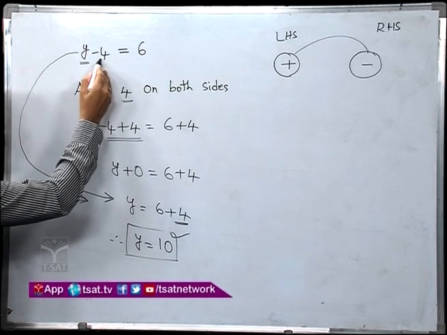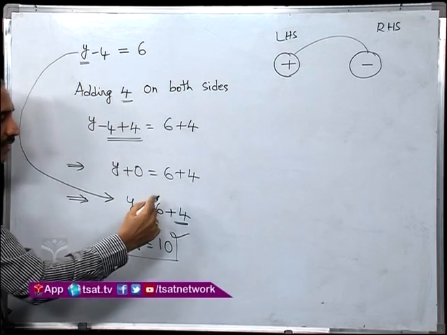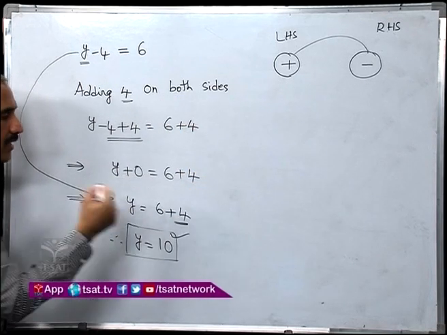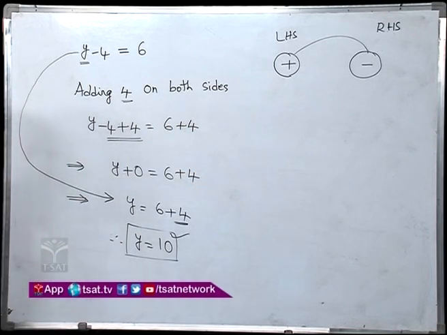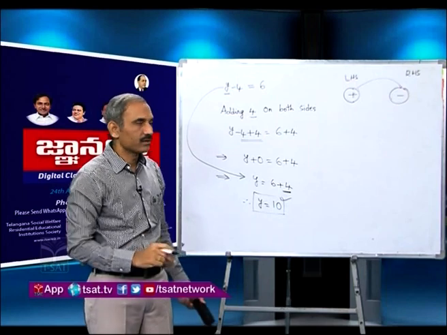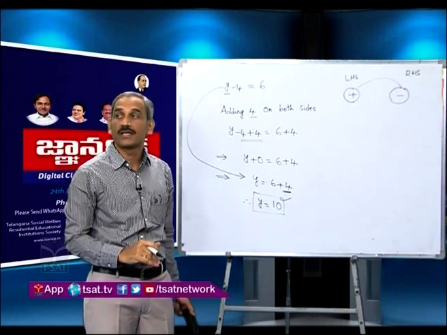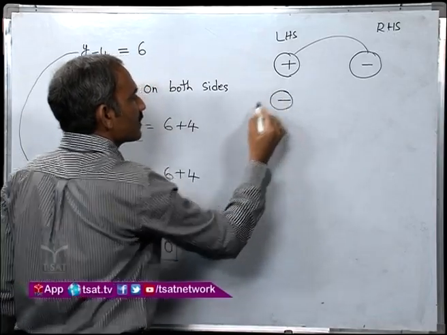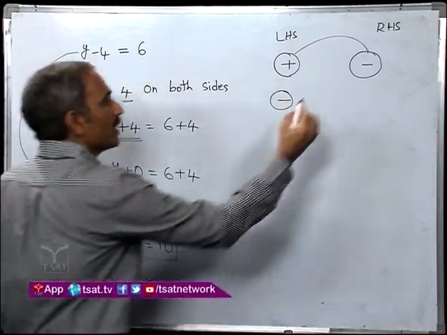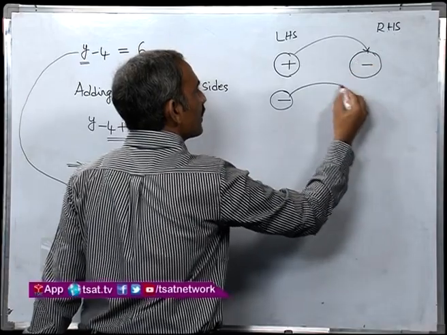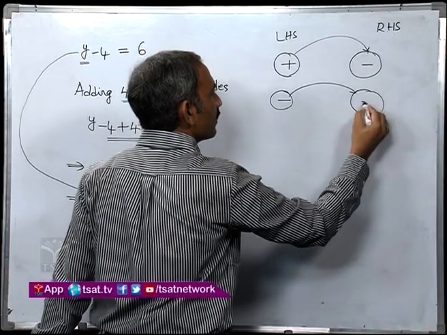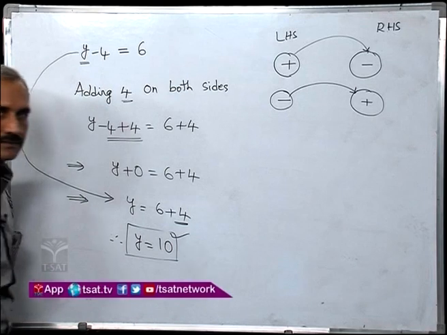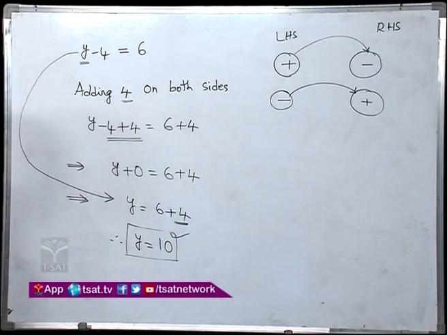This is a negative quantity. After transposing to the RHS, it became a positive quantity. If you got this point, then you can directly solve the equations. That means if there is a minus or negative quantity, when it is transposed to the RHS, it becomes a positive quantity. Right. Am I right?